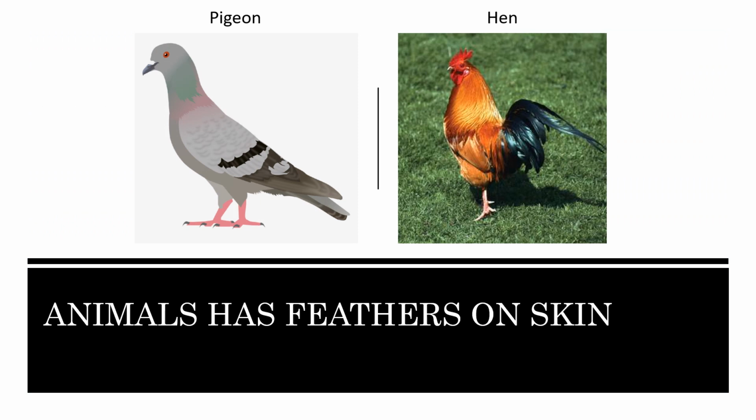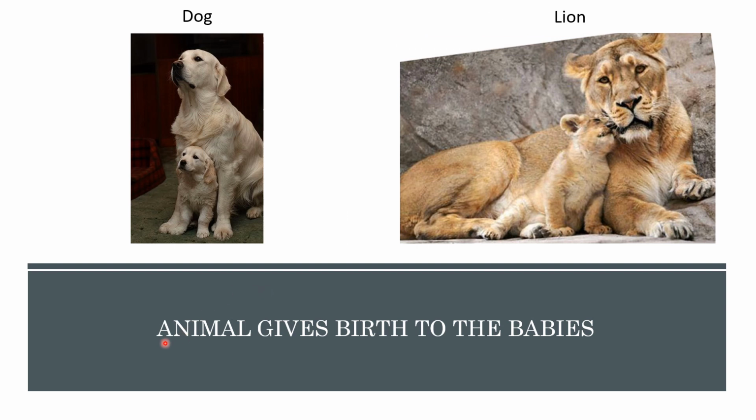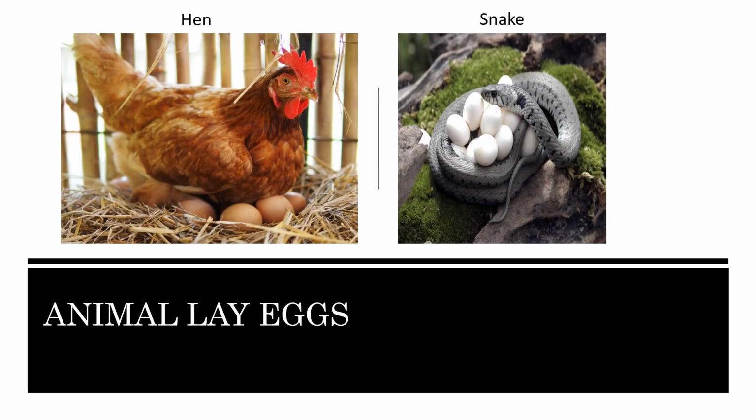Some animals have feathers on skin. Feathers help birds like pigeon and hen to fly. Some animals give birth to the babies like dog, lion, cow, horse and elephants, etc. Some animals lay eggs to give birth to their babies like hen, snake and other birds.